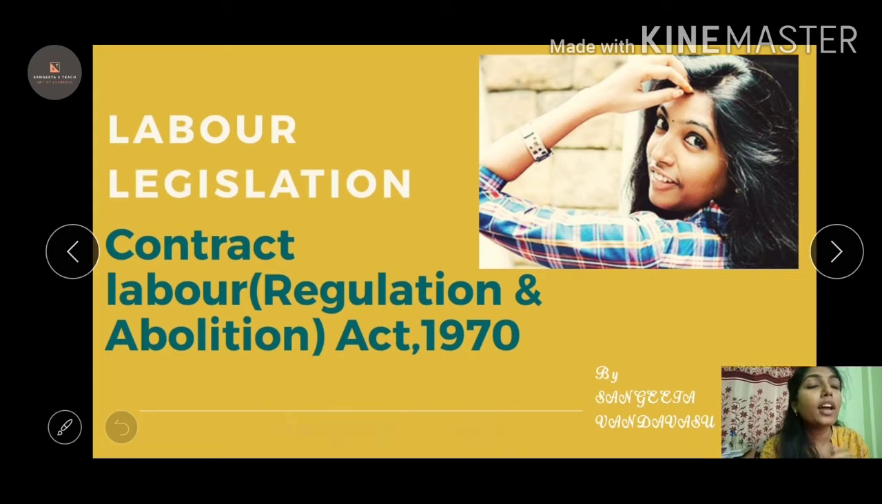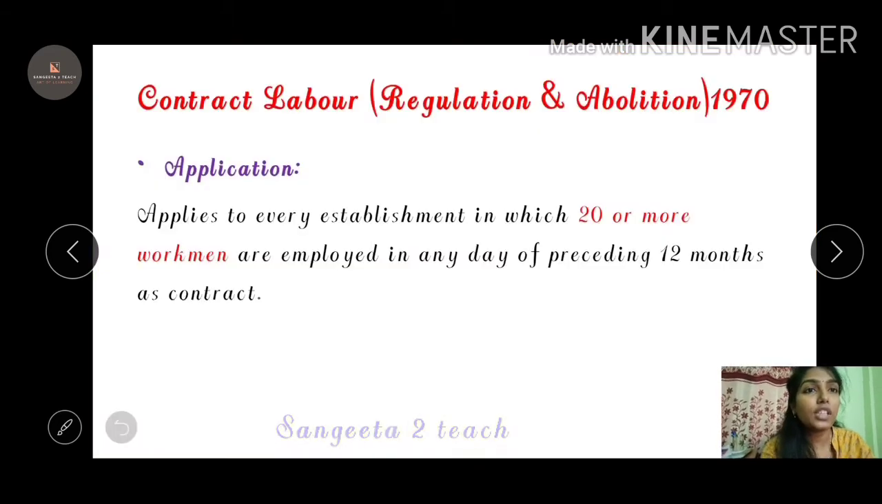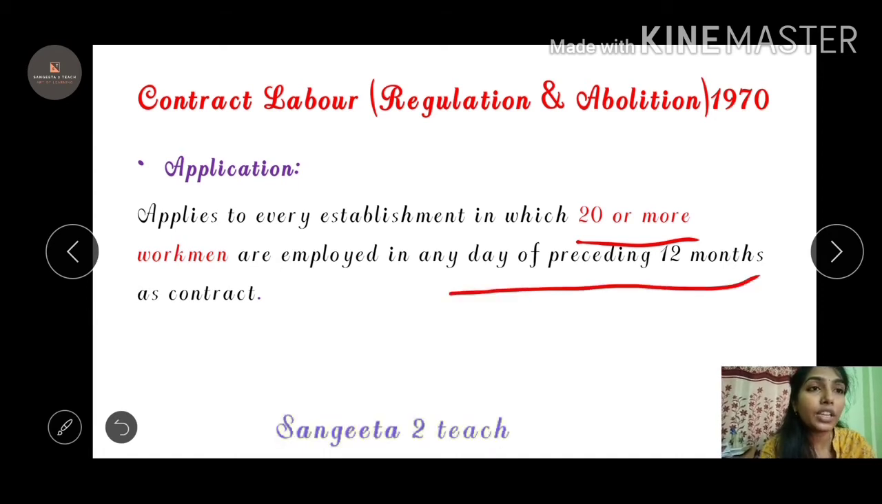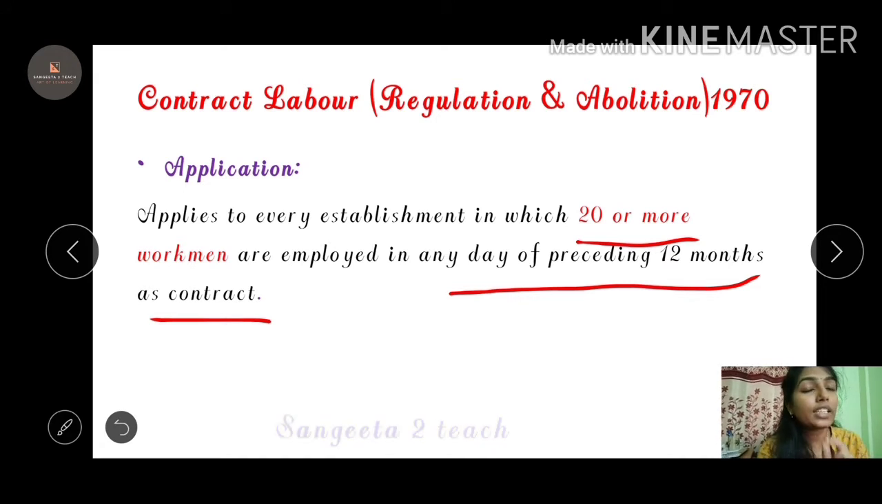Okay, now let's see where it is applicable, and in detail we'll talk about this act. The very first slide talks about the application. It is applicable to every establishment in which there are 20 or more workmen employed on any day of the preceding 12 months as contract labor. So it is applicable to any establishment having 20 or more workmen.